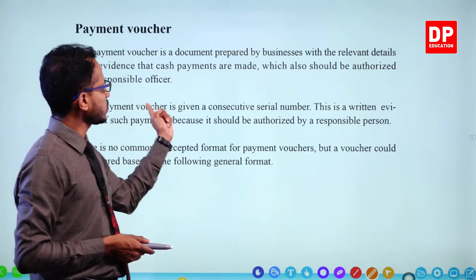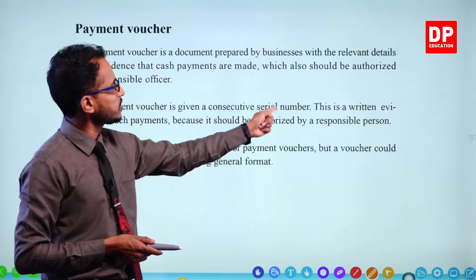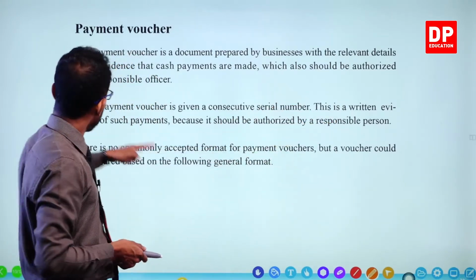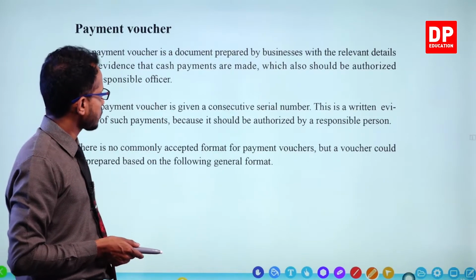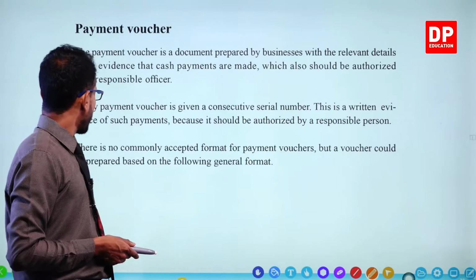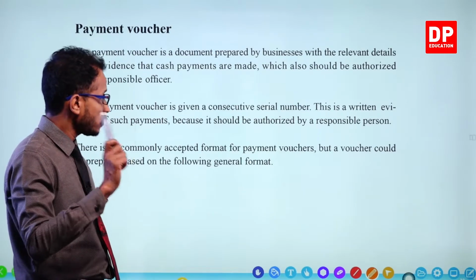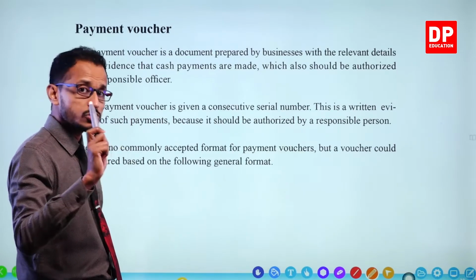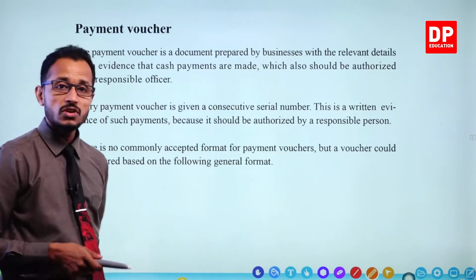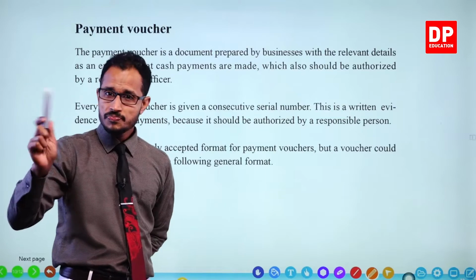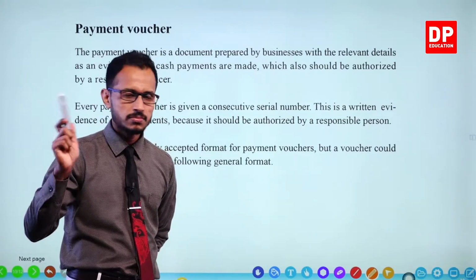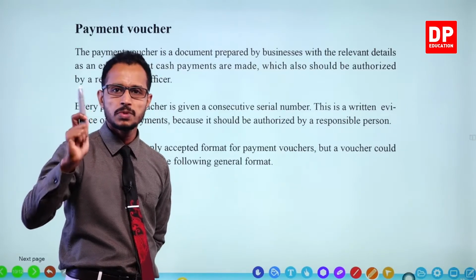Should be signed by a responsible officer. Every payment voucher is given a consecutive serial number. That's a voucher number. This is written evidence of such payments because it should be authorized by a responsible person. There is no commonly accepted format for payment vouchers, but a voucher could be prepared based on the following general format. There is no specific format. Even for receipts, there is no specific format. Just the information which is important should be mentioned.